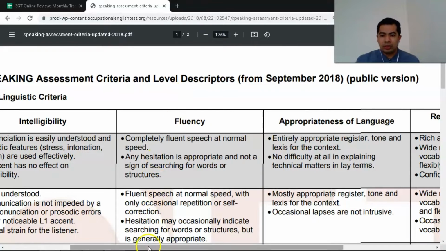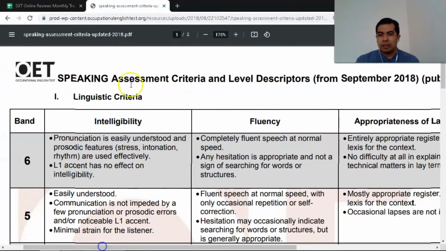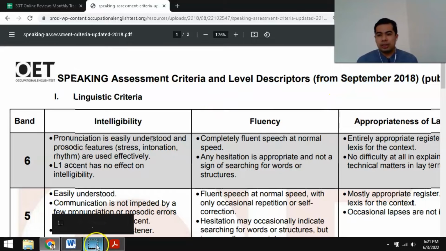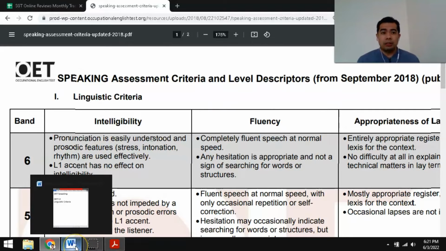Now, my basis for this video will be the speaking assessment criteria and level descriptors from the occupationalenglishTest.org since 2018. So you know that this is legit, this is real, this is what the assessors are actually looking for when you take your OET speaking exam.